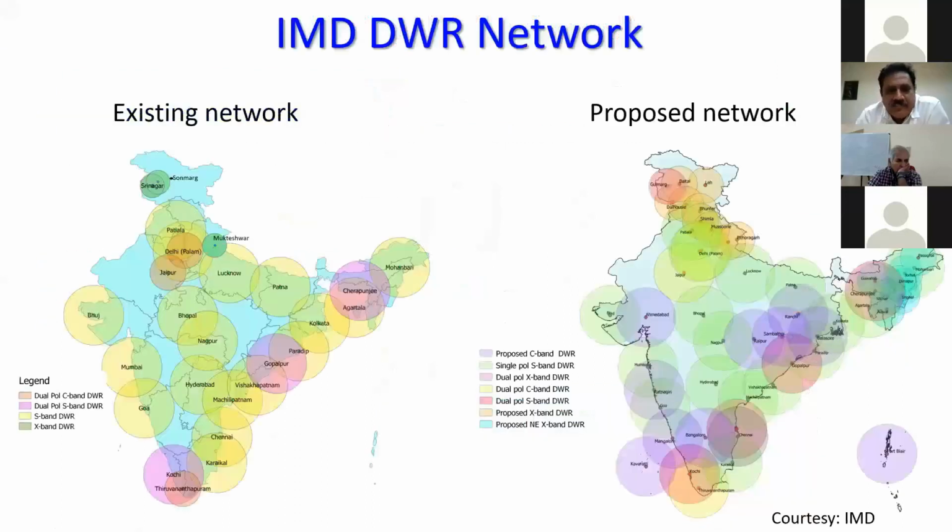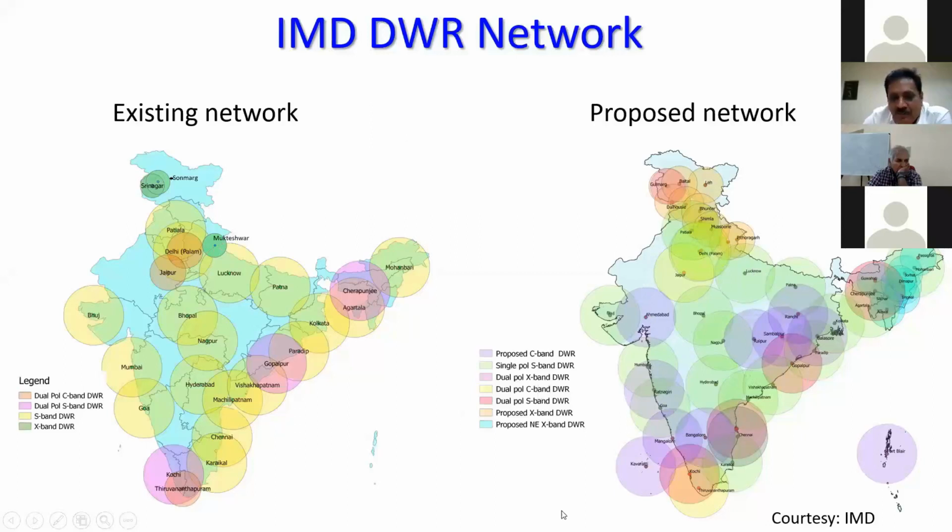I will skip this for the time being. So this is the present existing network of radars we have in India, the IMD radars. I just took this slide from IMD, and this is their planned network for the future. I think very soon this network is going to be realized. These kinds of radars are available in the country now, and more will be available in the near future.